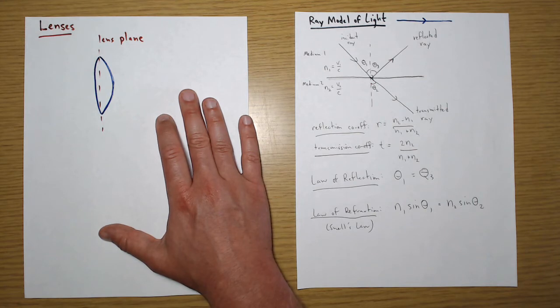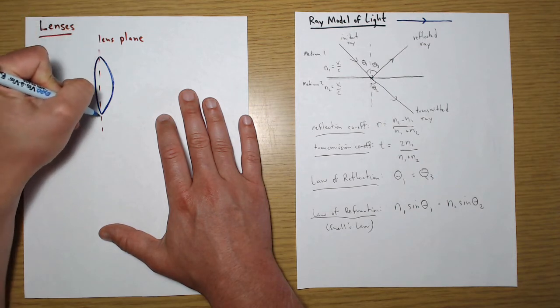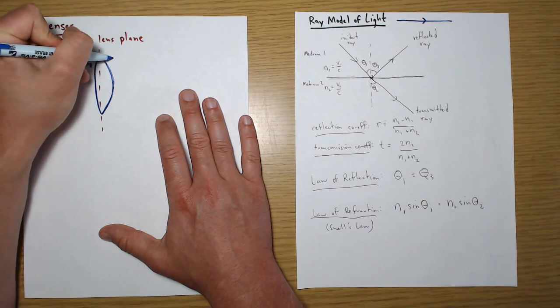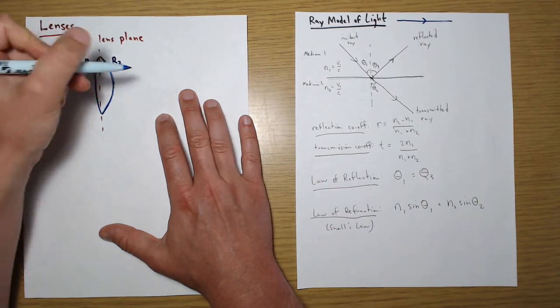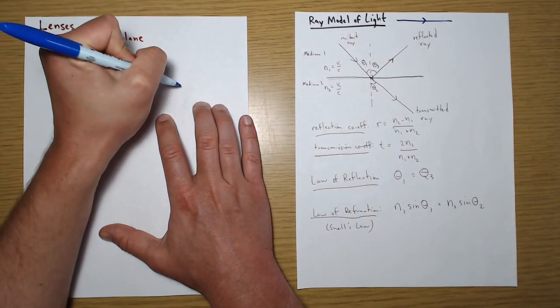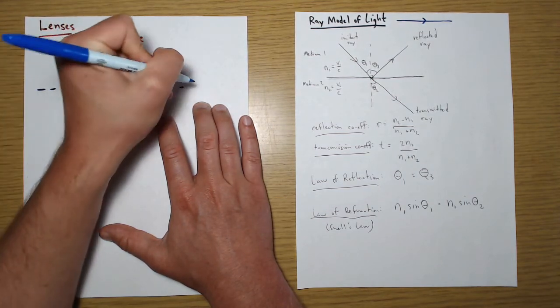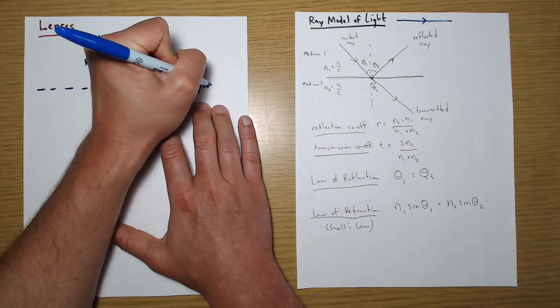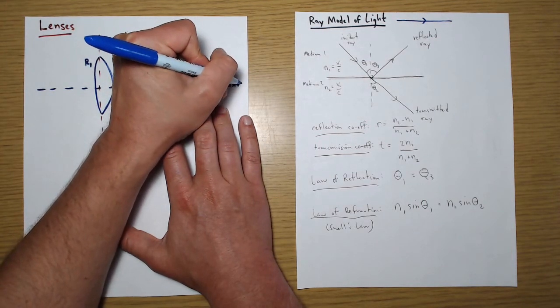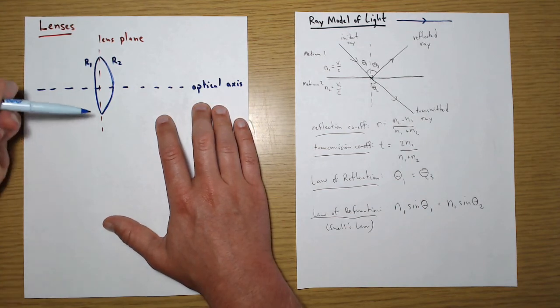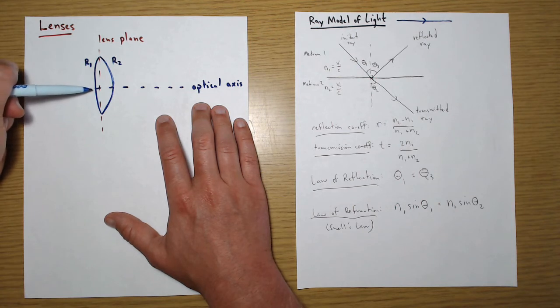So I'm going to call this curve right here, say it has radius R1, and this one has radius R2. I'm going to define for the lens something called the optical axis. Okay, the optical axis would be the line that basically bisects the lens here.